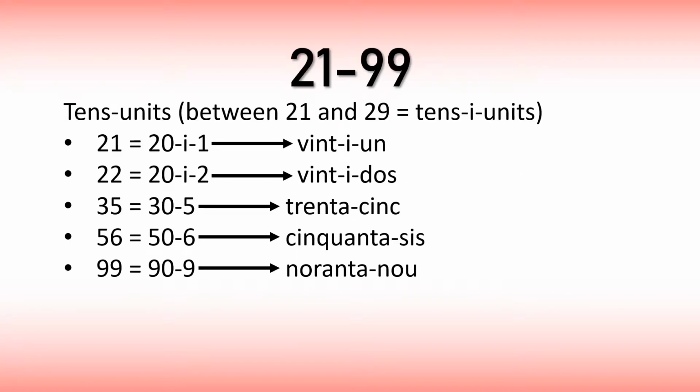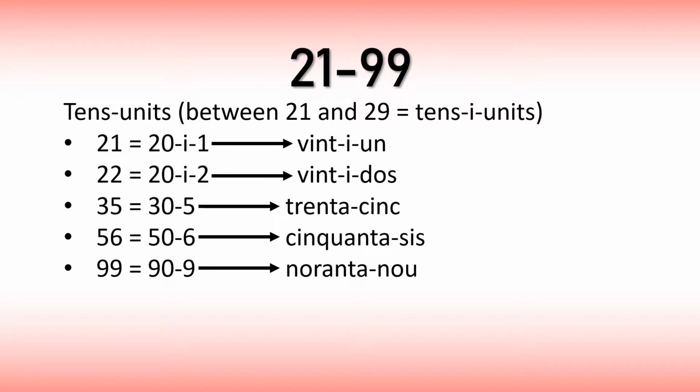So now I will explain how you construct the numbers between all of these that I just mentioned. Firstly, between 21 and 99, this is how you do it. Basically, you first mention the tens of the numbers and then the units, with the exception that between the numbers 21 and 29, you also add an I in the middle. So for example, 21 has as tens 20, and the unit is 1. So it's 20, you add the I, and then 1. So 20 in Catalan is vint, then the I is i, and then 1 is un.